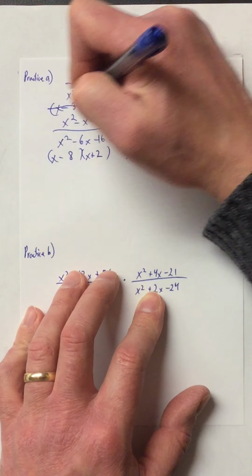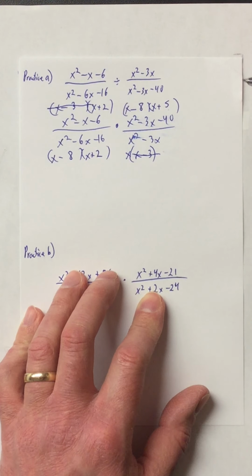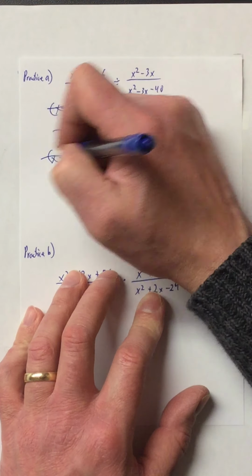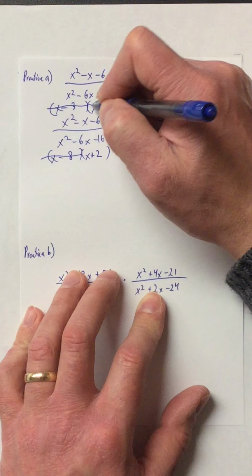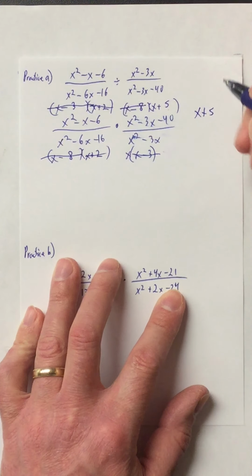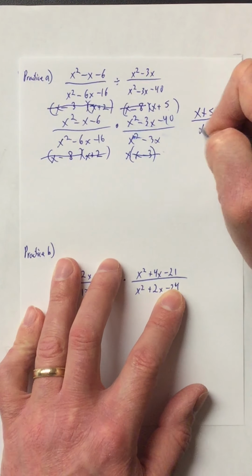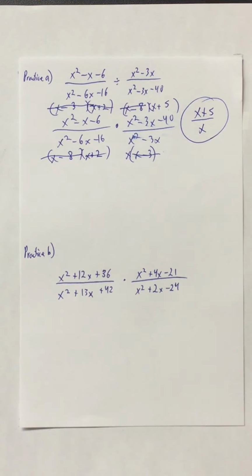All right, my x minus 3, those cancel. x minus 8, those cancel. x plus 2, those cancel. I'm left with x plus 5 on top. And it looks like all that I have left on the bottom is an x. There's my answer for practice problem A.